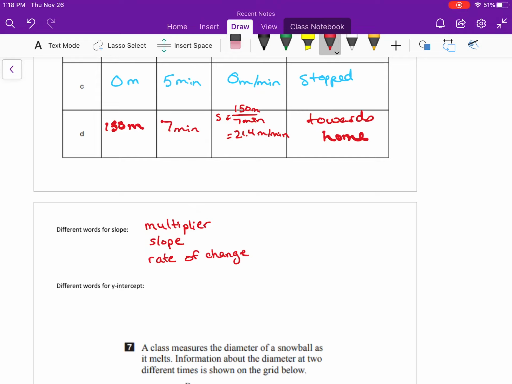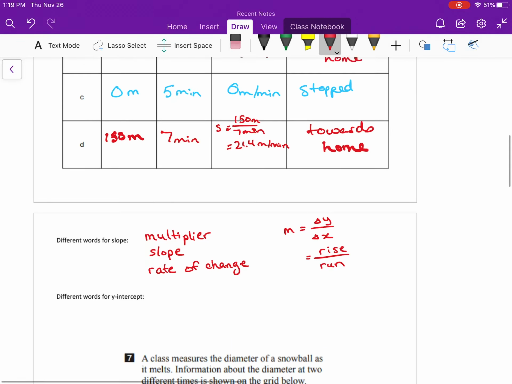So in a lot of these situations, or all these situations, the multiplier is some type of rate. The main way we've been calculating it is change in y divided by change in x. We're always taking the y value, the dependent variable, and dividing it by the x value, the independent variable. Some other versions of this that we've seen are, instead of change in y, the word rise, and instead of change in x, the word run.